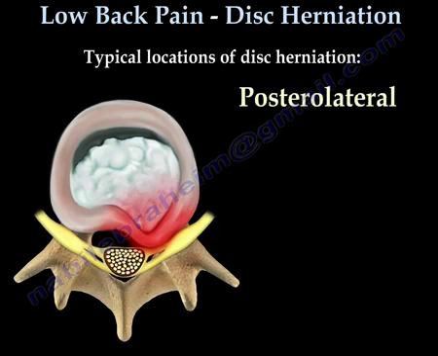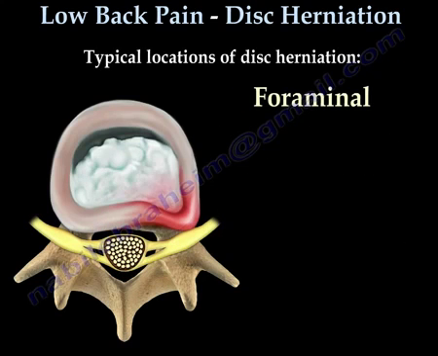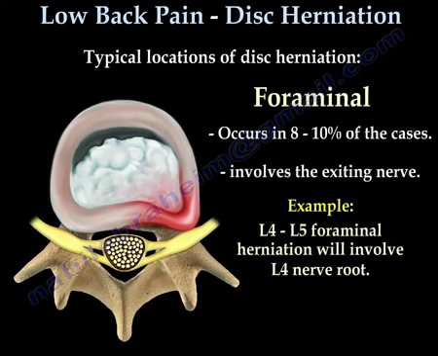The second location is posterolateral. Usually it is the most common location. It involves one nerve root, the lower one. For example, L4-L5 herniation will involve the L5 nerve root. The third location is foraminal. It occurs in about 8 to 10% of all cases. It involves the exiting nerve. For example, L4-L5 foraminal herniation will involve the L4 nerve root.